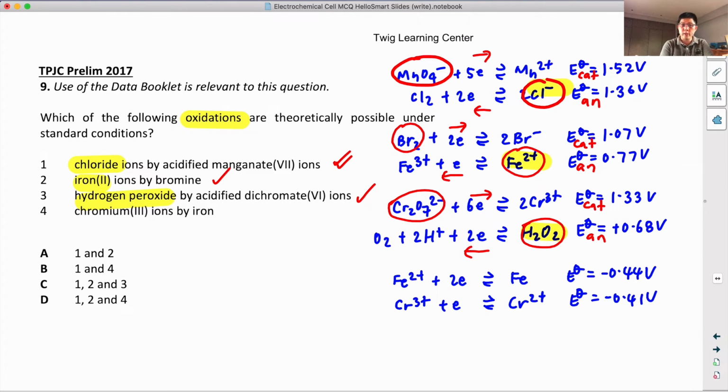But when it comes to chromium 3 ions by iron, you realize that chromium 3 plus doesn't really become chromium 4 plus or 5 plus. If you check your data booklet, chromium is over here. So chromium 3 plus wants to be reduced and not oxidized. If you calculate E cell, you realize that this is actually feasible, but iron will actually reduce chromium 3 plus. It's not going to oxidize it. But because the question says oxidation, we know that chromium 3 plus cannot be oxidized. It has to be reduced. So which means this is out, right? So that's why the answer is C. So it's a bit tricky, yeah? So maybe you have to take note of this.